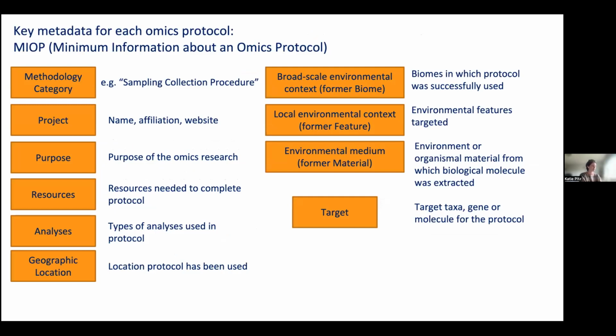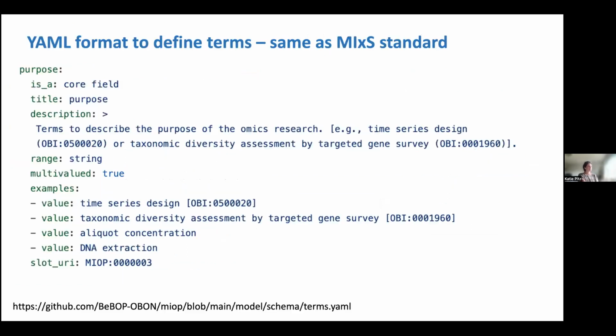So here again are the initial MIOP terms that we defined in our paper, but we've made some changes since then. And we're tracking those changes in a YAML document. I thought I'd just share an example real quick. We're not going to be editing this document, but if you go onto the GitHub site, this is how we're storing the different terms. Once you get a hang of how to read this, it's pretty simple.